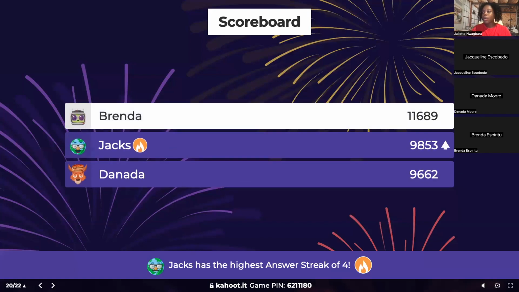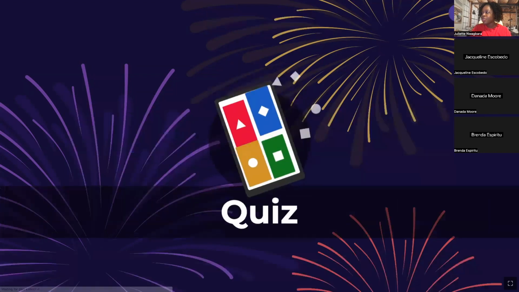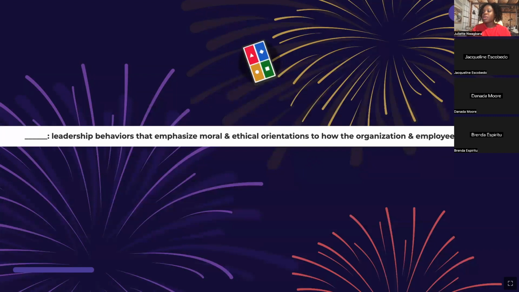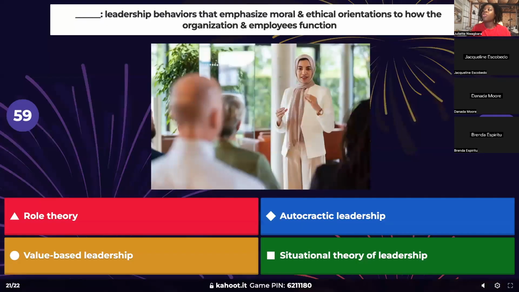So with that, Jax has moved right on up. You guys are neck and neck here. Okay, blank. This is an actual definition. Leadership behaviors that emphasize moral and ethical orientations to how the organization and employees should function. This is domain 5, project management. It's a tricky one. What do you think?